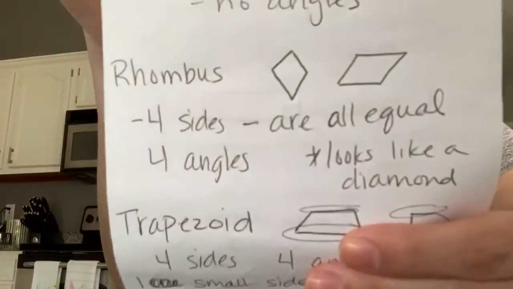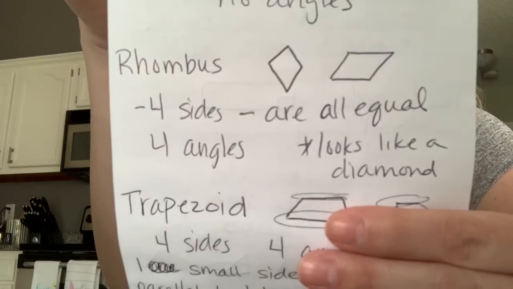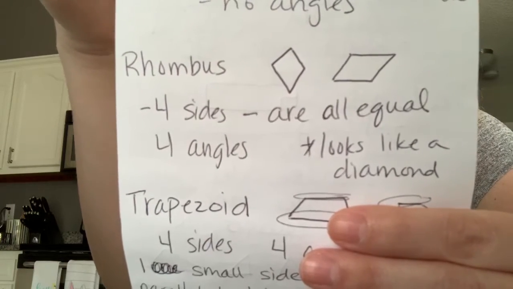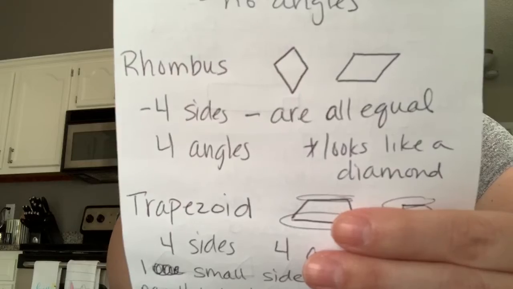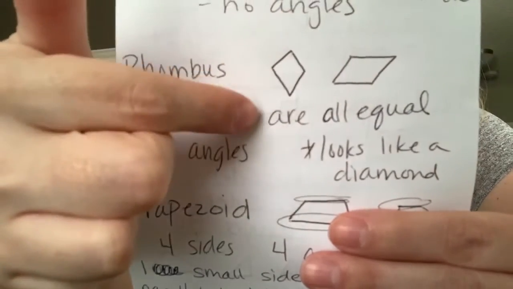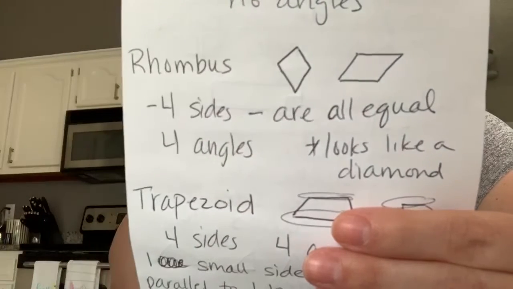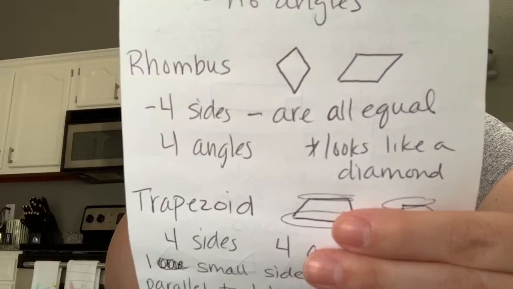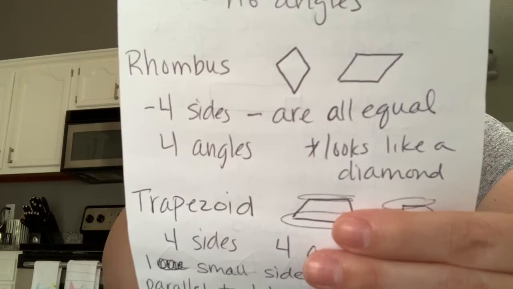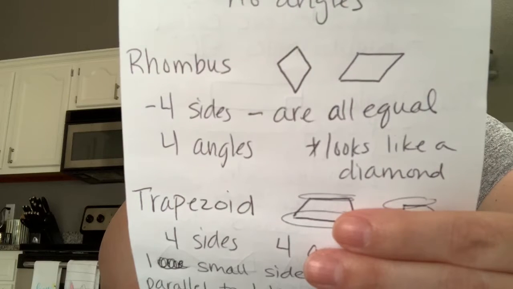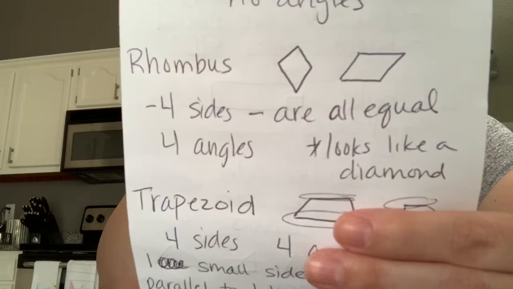A rhombus, very good. A rhombus has got 4 sides, 4 angles. It looks like a diamond. Most important fact, all the sides are equal because it's basically a square slanted. So that means all the sides are equal in a rhombus. 4 sides, 4 angles. Looks like a diamond, but it's slanted.